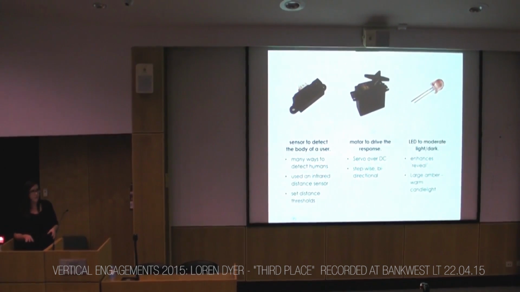I picked what's called a servo motor over a DC motor. If you guys have ever played with remote control cars, they use a DC motor. You give them power and the motor just continually rolls in one direction. But a servo motor is stepwise and it's bidirectional. So you can give it a little bit of power and it will just move 1 degree at a time until you tell it to stop, and it can go both ways.